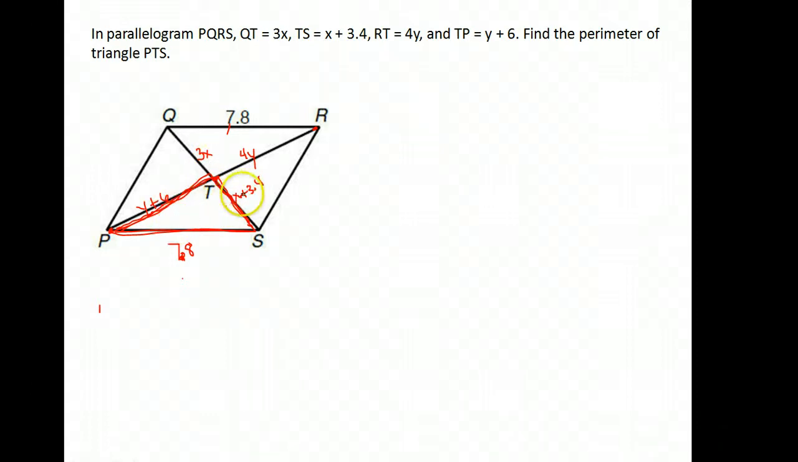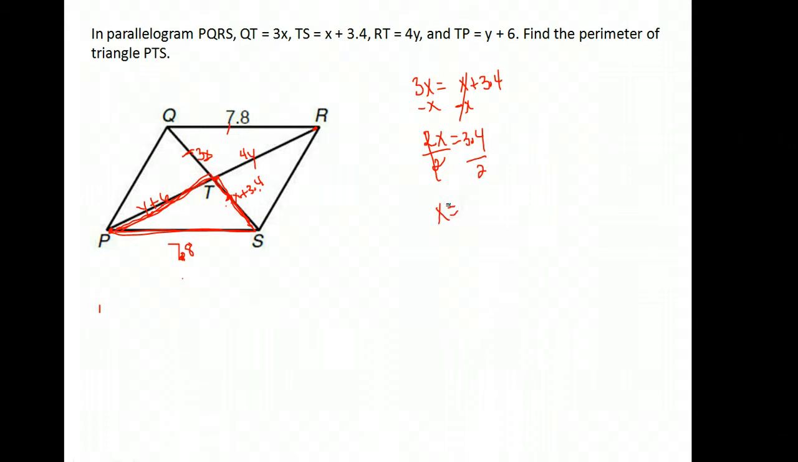So let's set up an equation for x, where we have 3x here and x plus 3.4 here. In a parallelogram, the diagonals bisect each other, which means QT and TS should be congruent. So 3x should equal x plus 3.4. Solve for x. I'd have to move the x's to the same side. 3x minus x gives me 2x. Do the opposite of multiplying by 2. Divide by 2 to solve that. And I get that x is 1.7.